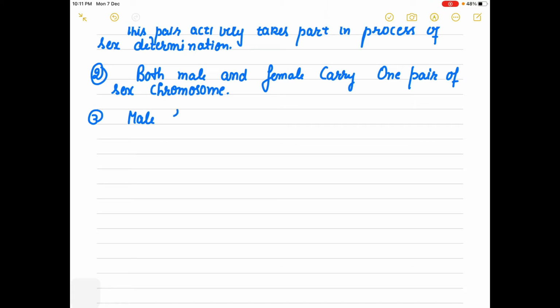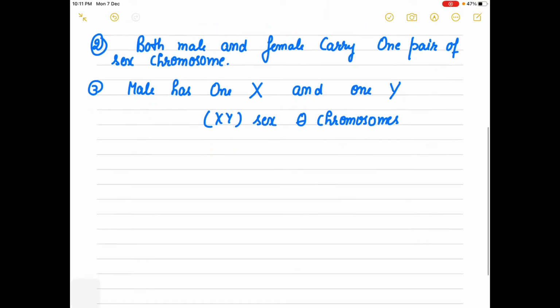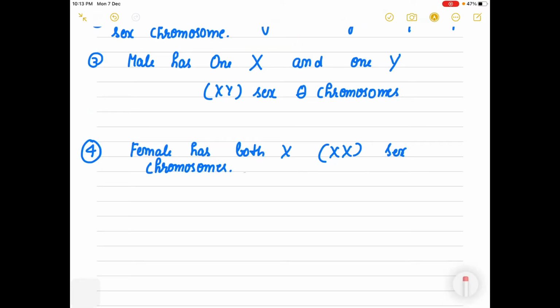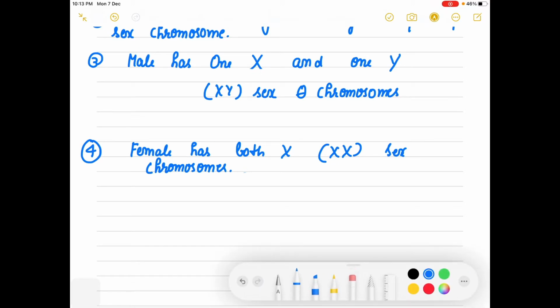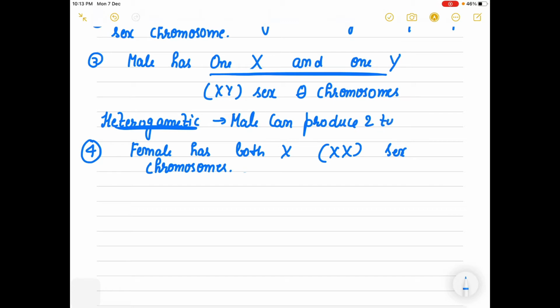The third point is that male has one X and one Y. It means XY sex chromosomes. Male can produce two types of gametes, it can give us X as well as Y. Male has one X and one Y, which is the XY chromosome, and this condition is known as heterogametic, meaning male can produce two types of gametes, X and Y, right?